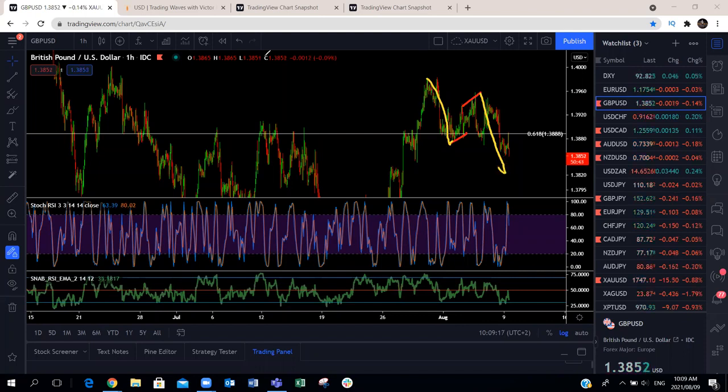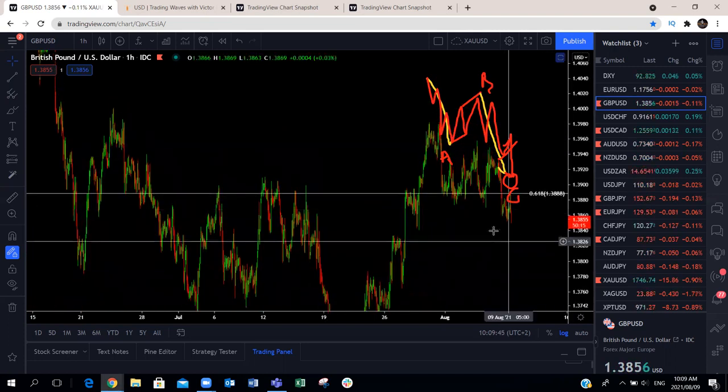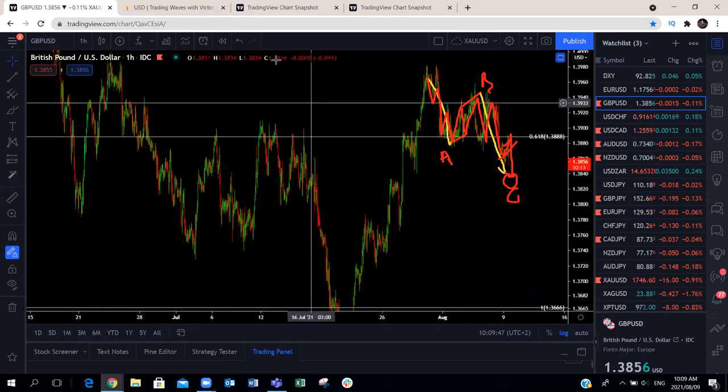Now, just to show the internals of this structure, we've got 5 waves here, 1, 2, 3, 4, 5. We've got 3 waves there, 1, 2, 3. This should be a 4, and we're looking for this one to make a 5 down to around these levels before any bounce to the upside. So pound US dollar should continue to the downside, making this A, B, C structure here. Around this level, that's where we're going to expect pound US dollar to make a move back to the upside. Okay, so that's what we're looking at on pound US dollar.